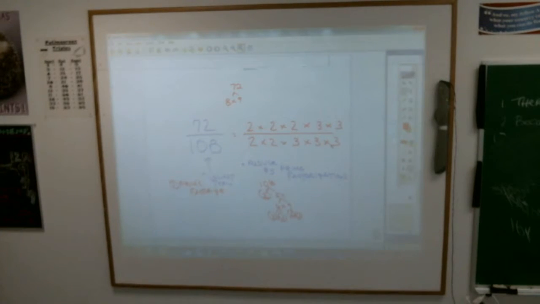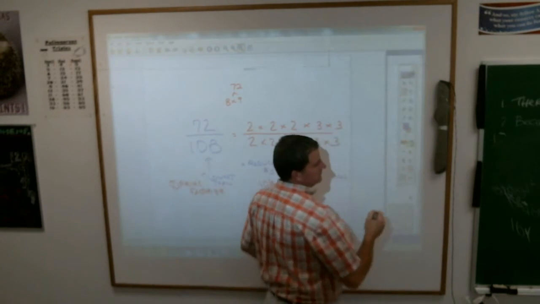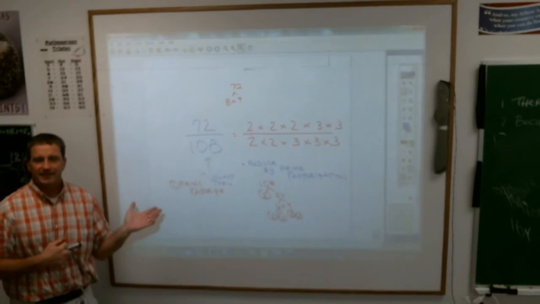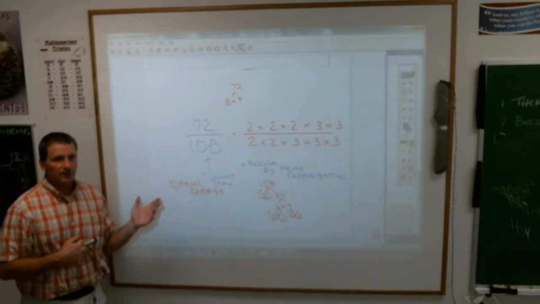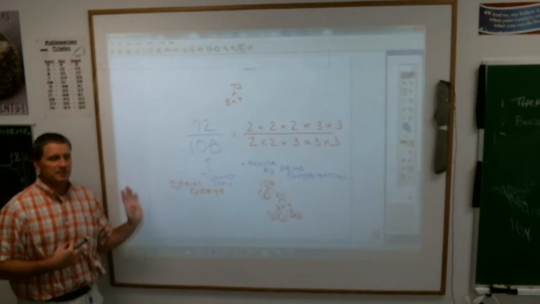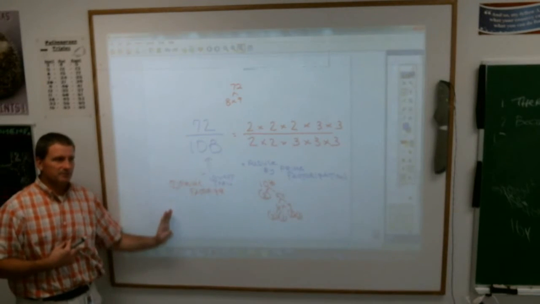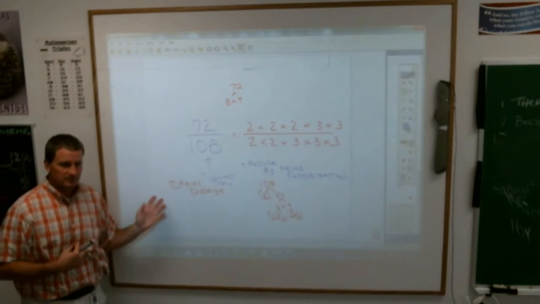Anybody guess what we do from here? Ryan? No, because then I just get 72 over 108. I did this for a reason. It's actually the reverse of the identity property. If there's an identity property that says if you multiply by 1, you get the same thing, guess what happens if you divide by 1? You get the same thing, don't you?